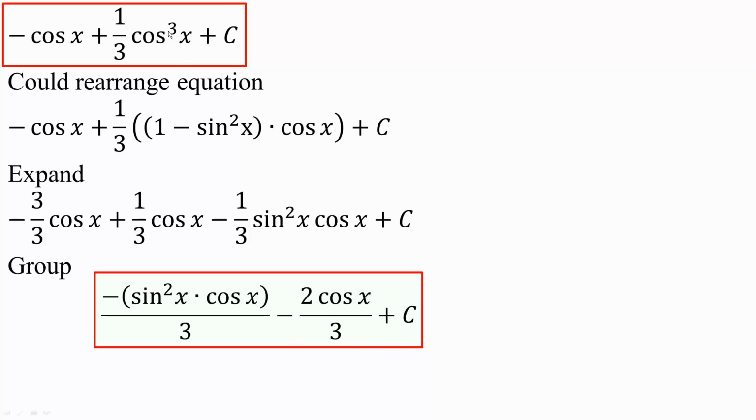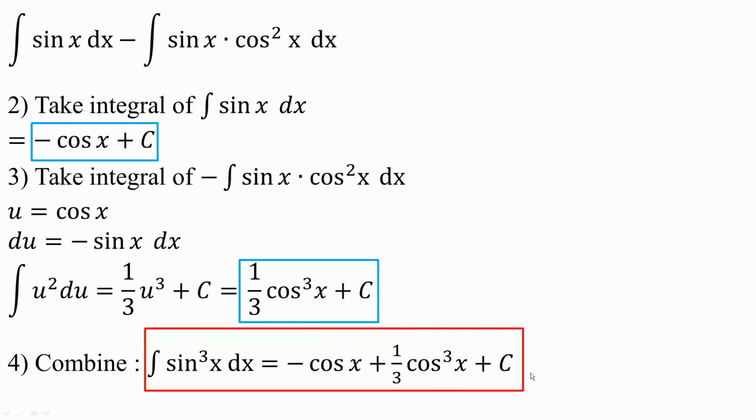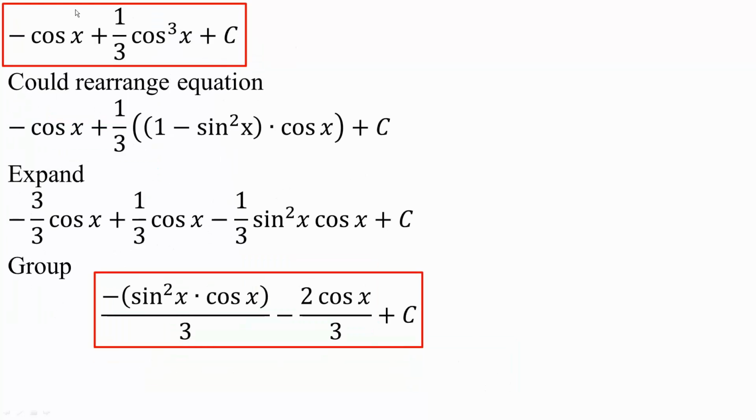So this is what we got last time. Right here is this term right here. But we could rearrange this equation. If I keep the negative cosine x plus I put a 1/3 parentheses, this right here, 1 minus sine squared x, is equivalent to cosine squared x. Cosine squared x times cosine x would give us cosine cubed x. So this right here is equivalent.